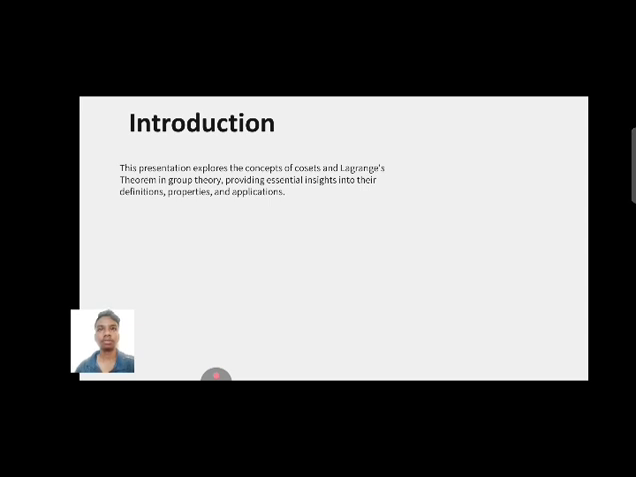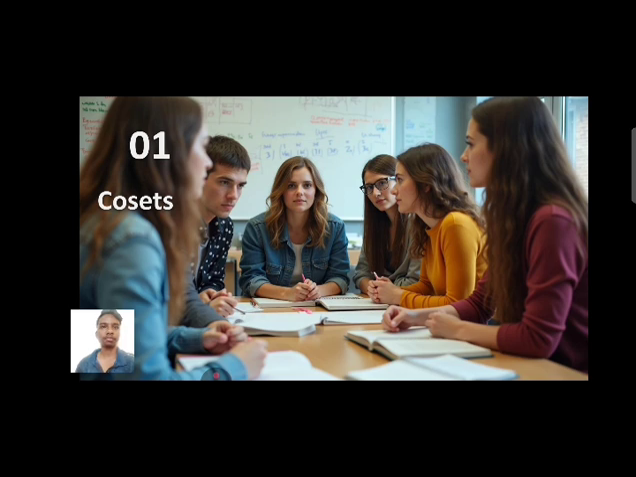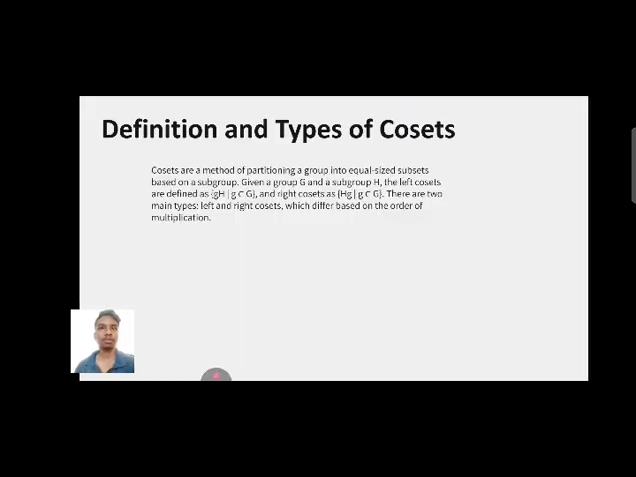Introduction. This presentation explores the concepts of cosets and Lagrange's theorem in group theory, providing essential insights into their definitions, properties and applications. First one, cosets. Definition and types of cosets. Cosets are a method of partitioning a group into equal sized subsets based on a subgroup. Given a group G and subgroup H, left cosets are defined as, for example, gH for all g in G, and right cosets are Hg for all g in G.